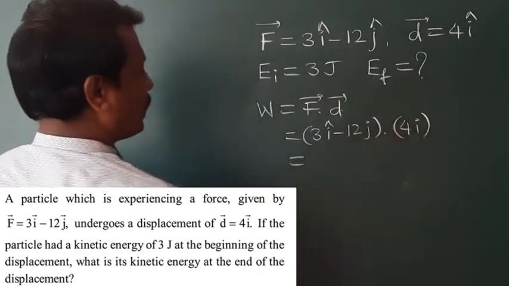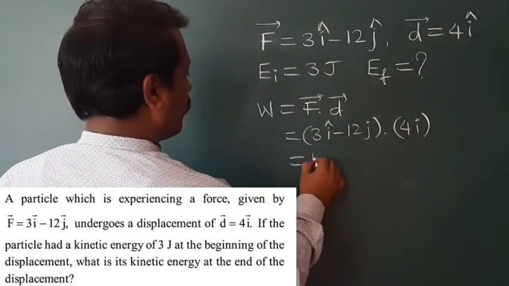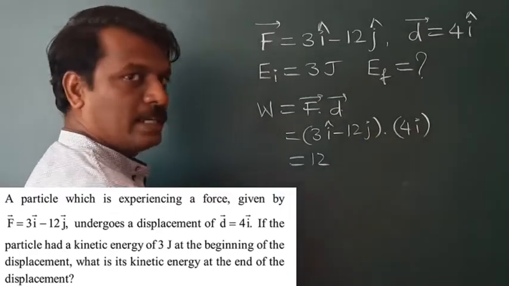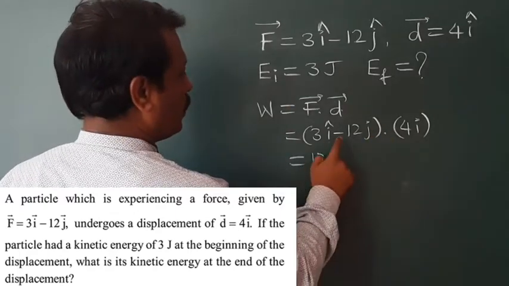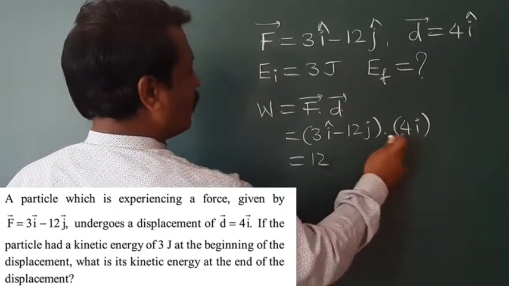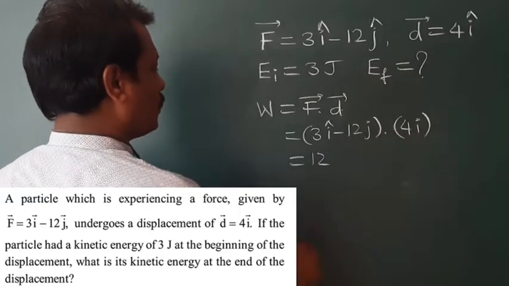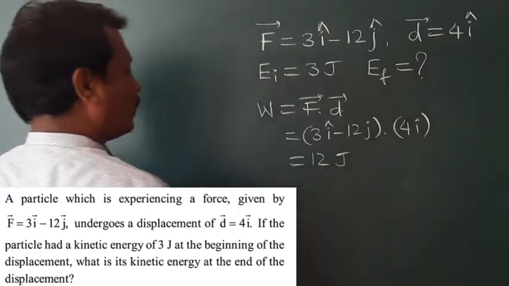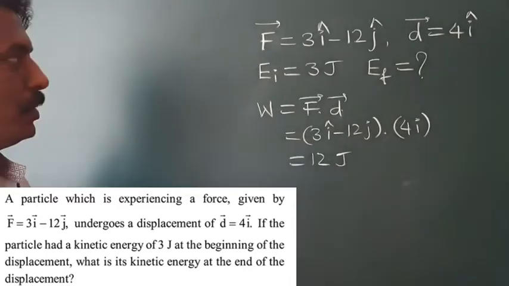Now multiply this. 3 into 4, 12. 12 i dot i is 1, so 12. Then minus 12 j dot i will become 0. So work done is equal to 12 joule.